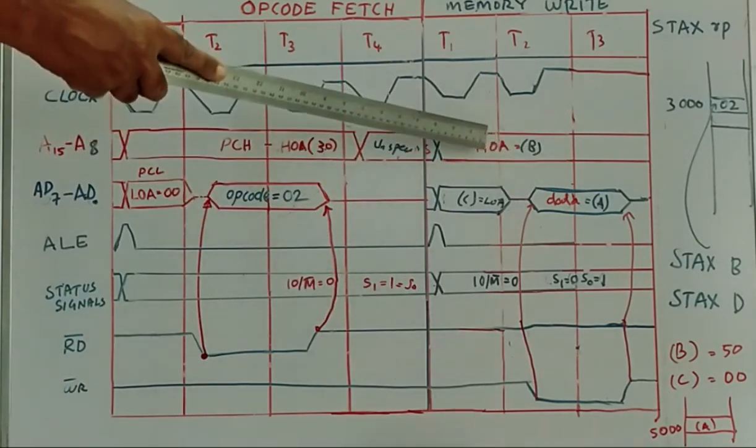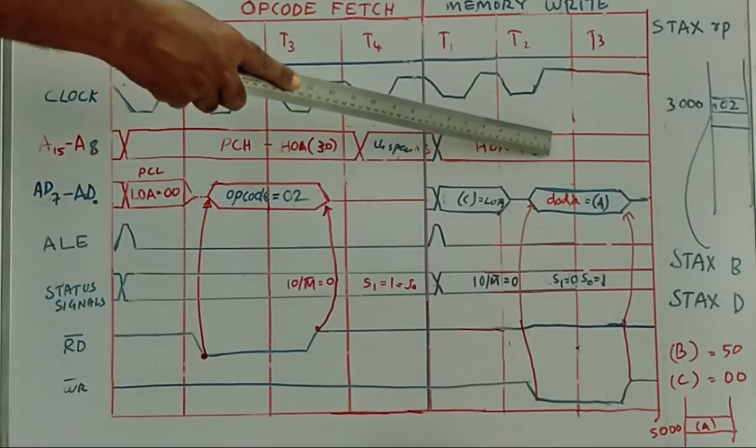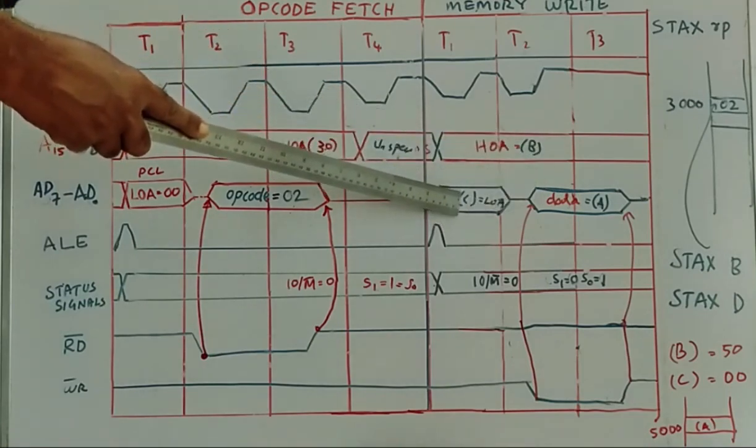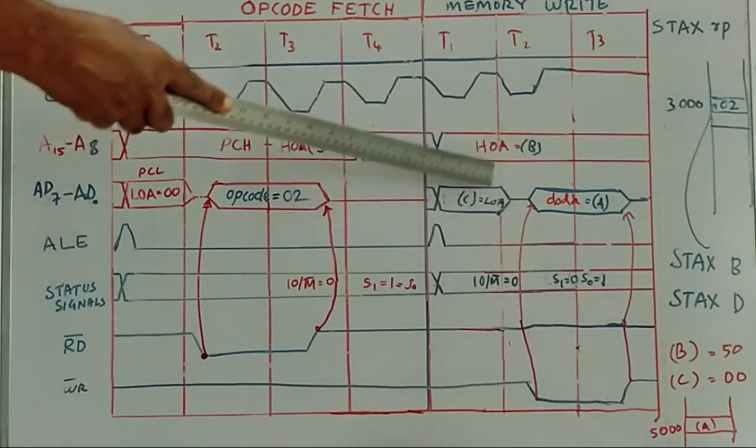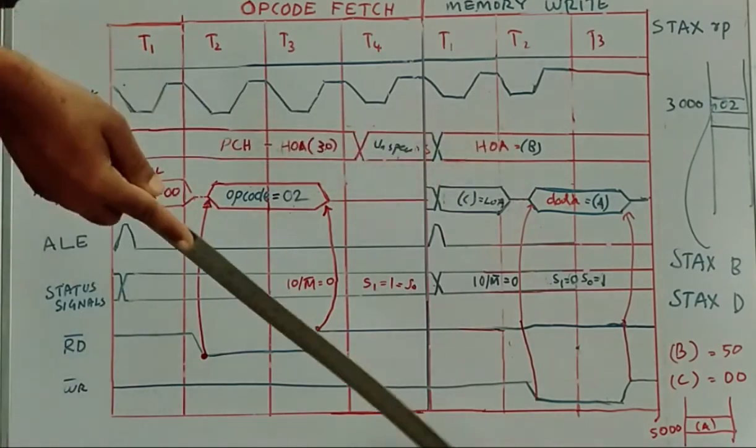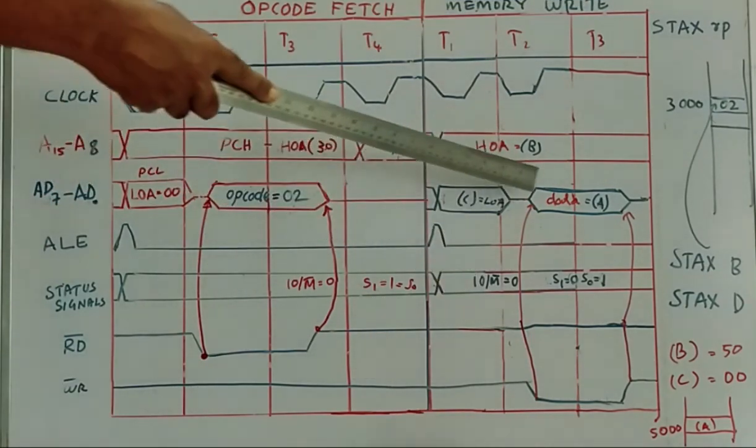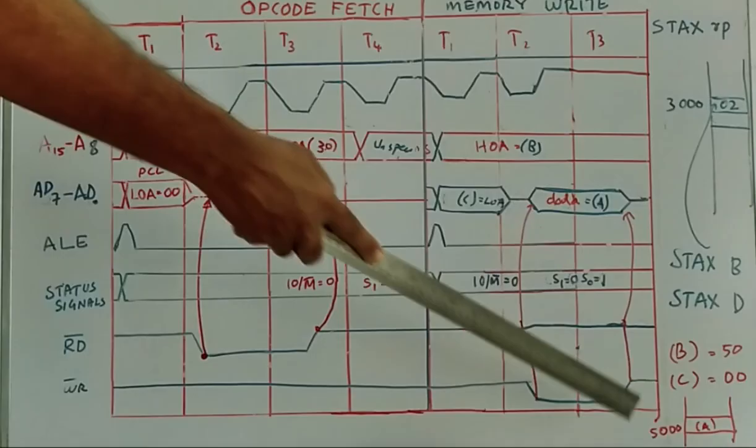It is to be noted that here the content of the B register is 50 and here it is 00, so that this indicates the location 5000. And finally, the content of the accumulator is loaded into this location.